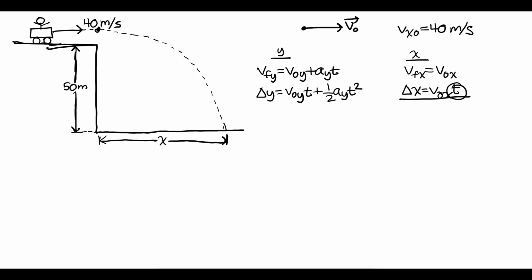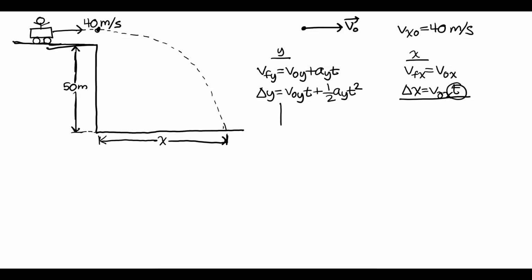So let's look at the y equation. We're not going to use the first one because it requires a final velocity, and we don't really know that. But we can use the second one. Because we know delta y, that is the height, 50 meters. We know ay because it's just g, it's falling. So ay will be g. So this becomes not so difficult.